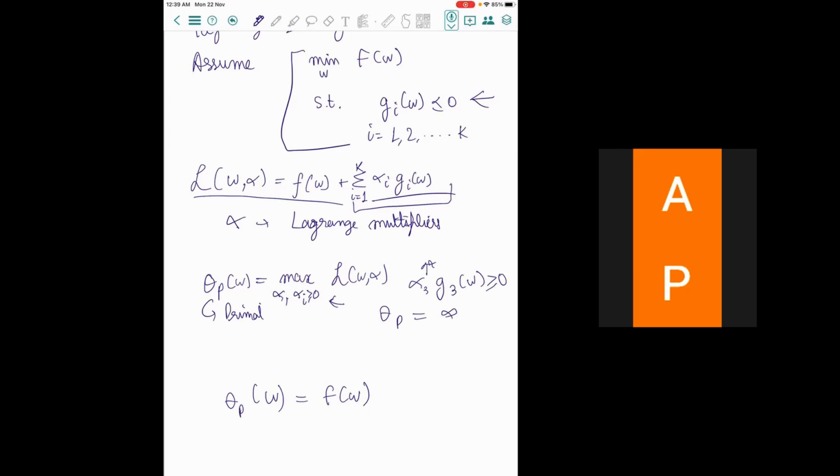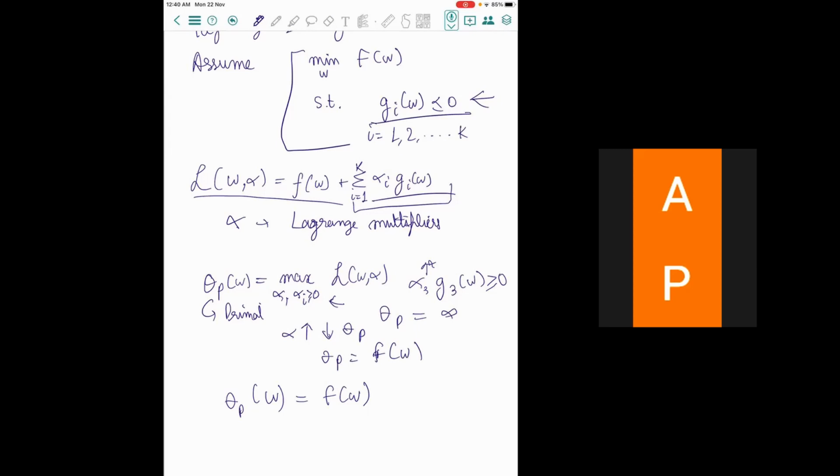If this condition is satisfied, on the other hand, then all the alphas are positive, all the gi's are negative. So increasing any alpha decreases theta p. So the maximum will occur when all the alphas are zero. So what we'll get is theta p is equal to fw. So theta p is equal to infinity if any gi does not satisfy this condition, and if all the gi satisfy this condition, then theta p is equal to fw.